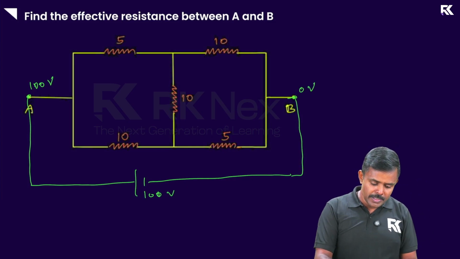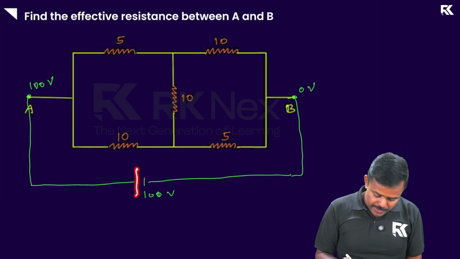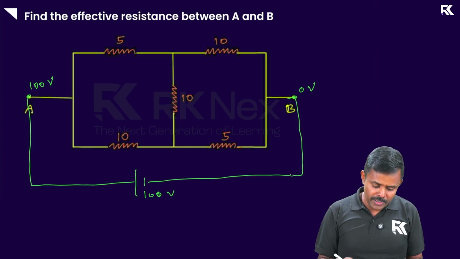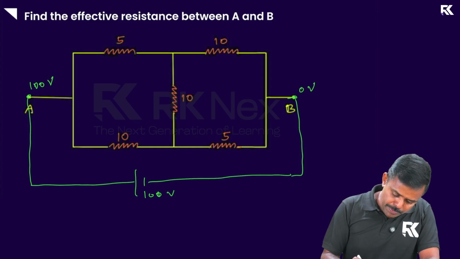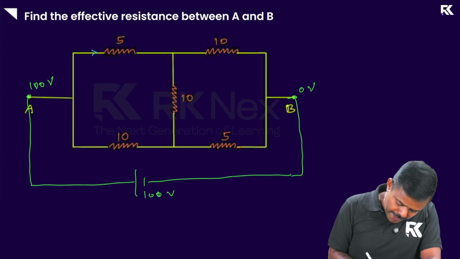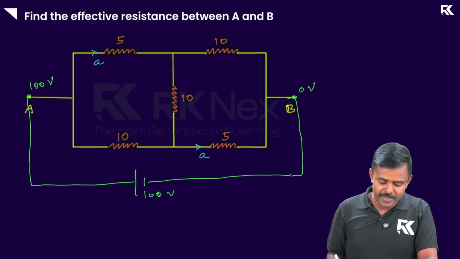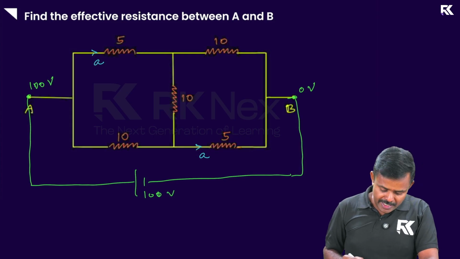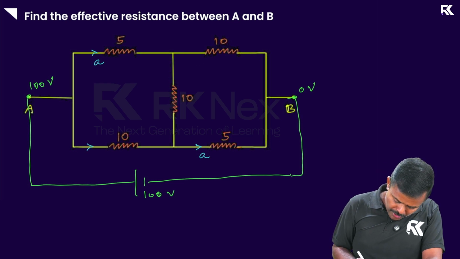Look at that again. I am connecting some random cell to the circuit. The left end is at 100 volts, the right end is at 0. By symmetry, if I take the current through this branch as A, the current through this branch also has to be A. Why? Because this is 5 ohm, this is also 5 ohm. In the same way, if I call the current through this as B, this is also going to be B.